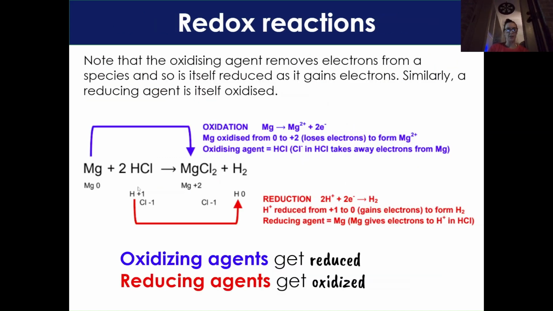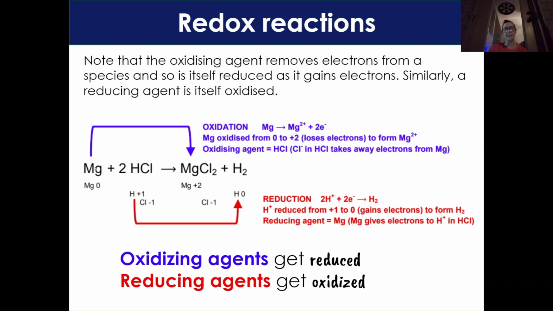So let's look at an example here, another one. This is a single replacement reaction. Those are redox reactions because any reaction that results in a change of oxidation state is also considered a redox reaction. So before we were looking at combustion reactions, those are redox reactions. Single replacement reactions are also redox.